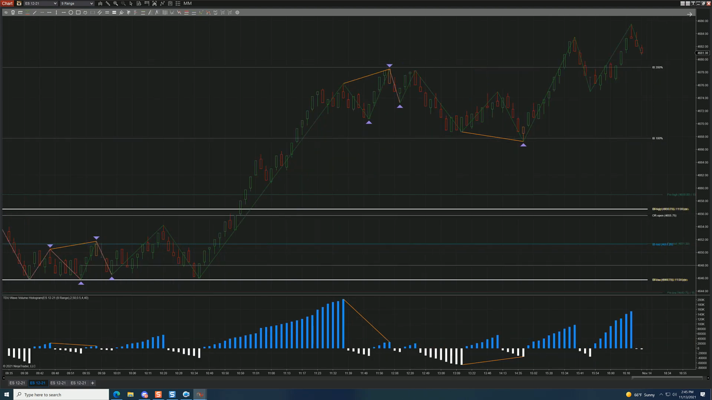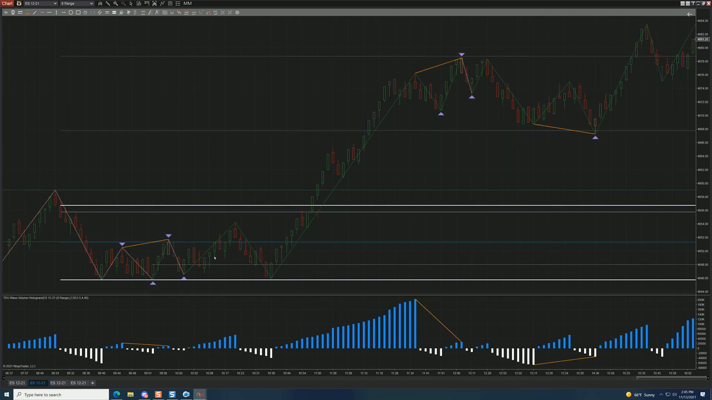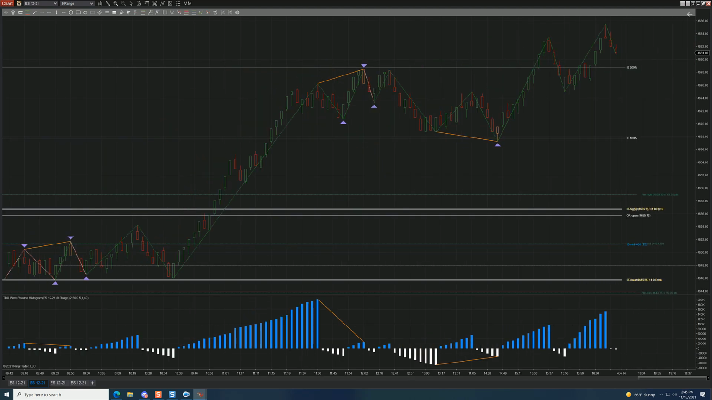So on the chart, as we look here, obviously below we have the volume wave histogram. On the chart, you see the waves represented by the zigzag that we're using here. And then you'll see a couple of lines as well. So we see the orange lines here, which are noting volume divergence. And then we have the purple little triangles here, which we call a no interest event.